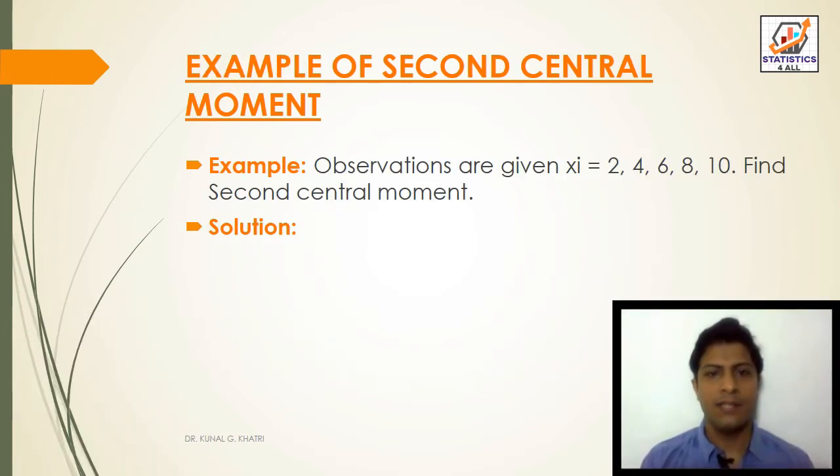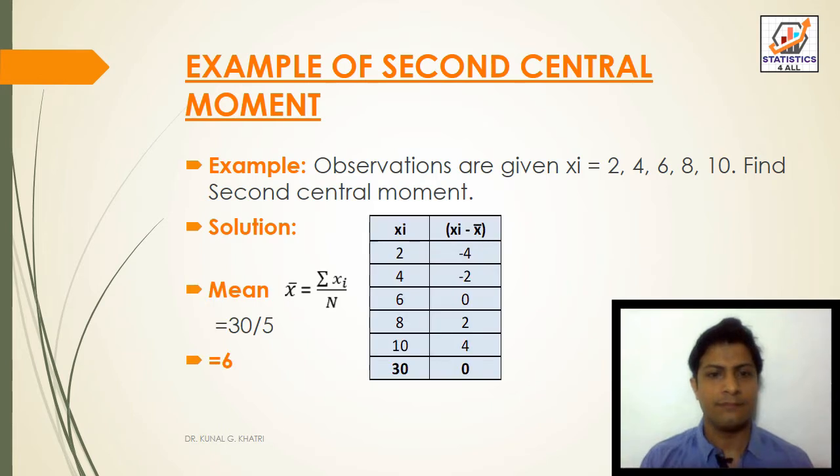Here is the example. Observations are given: xi equal to 2, 4, 6, 8, 10. Find the second central moment. This example is for ungrouped data. Here we write xi in a column: 2, 4, 6, 8, 10.